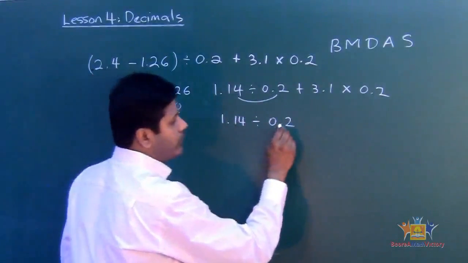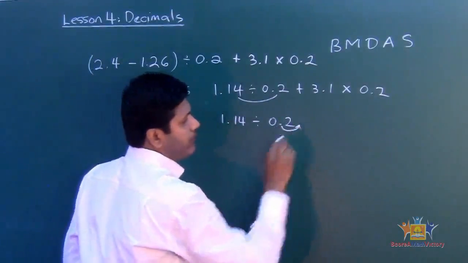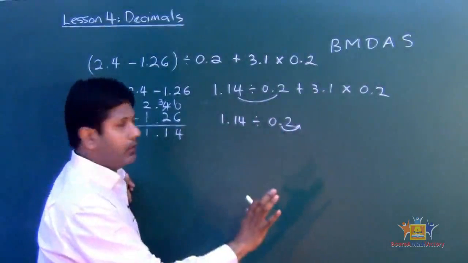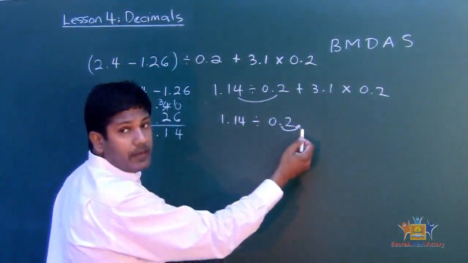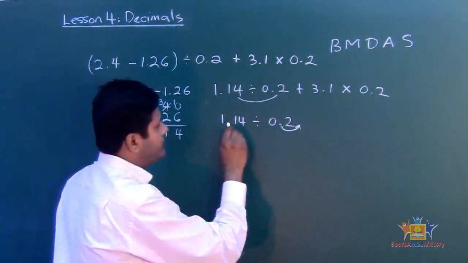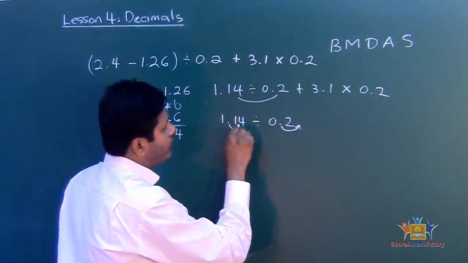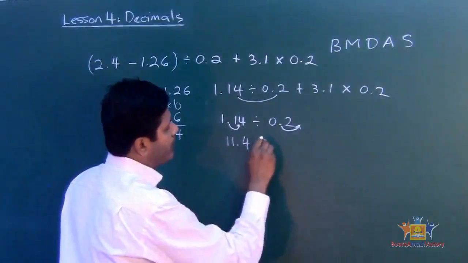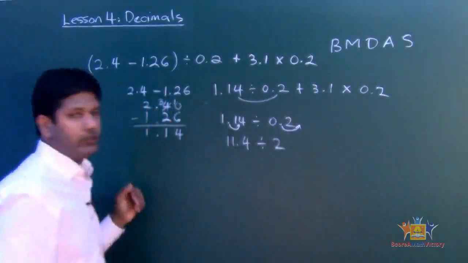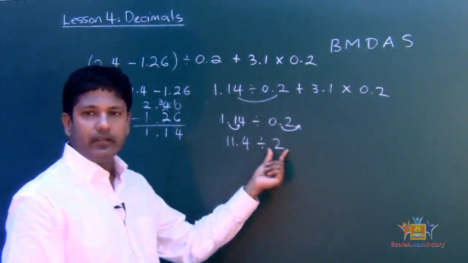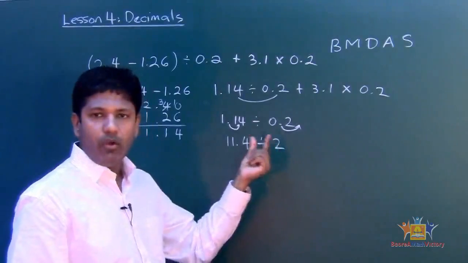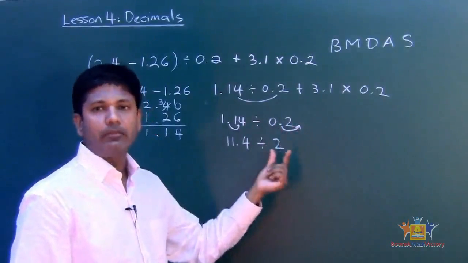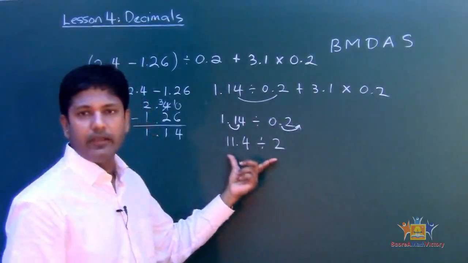So we're going to move it only once, to make it into a whole number. Once it becomes a whole number, you stop. Then you do the same thing. How many times did I move? Once. I have to do the same thing with the dividend. Move it only once. So that makes it 11.4 divided by 2. Once the divider becomes a whole number by moving the decimal, you stop. That's it. Now you can divide.